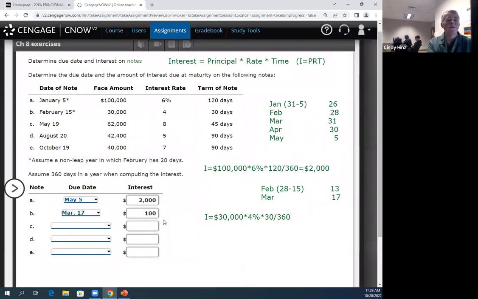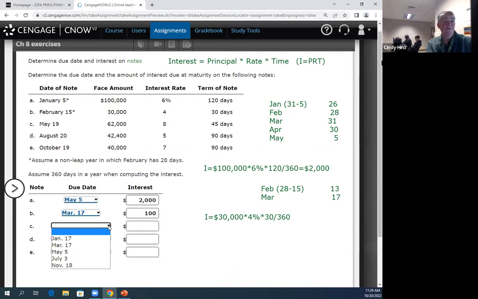Okay, so I'm going to pause the recording and let you try C, D, and E on your own. You can use the check my work button. I'm going to put the interest calculations on the screen, but you should be able to do it, and it's okay if you want to just ballpark the due date based on the choices that we have here.